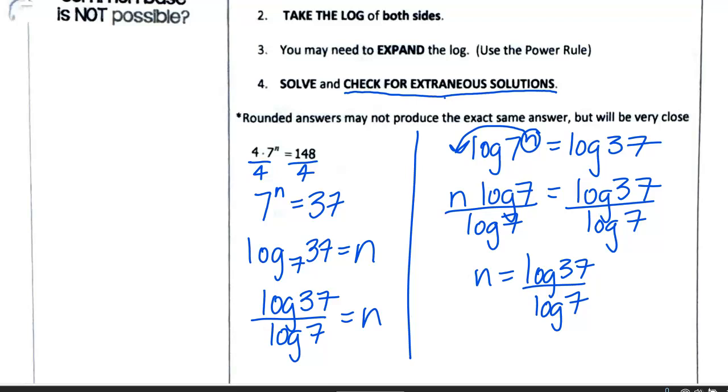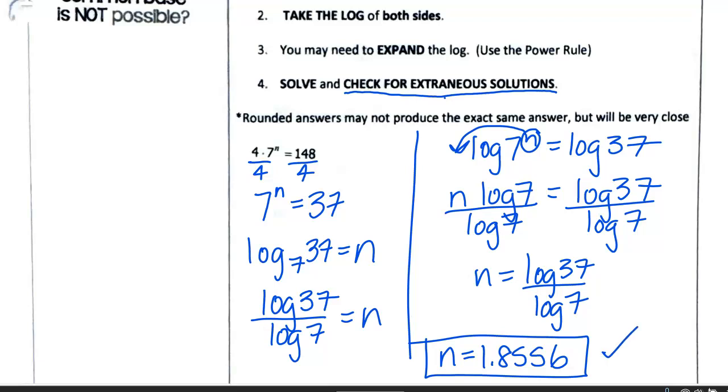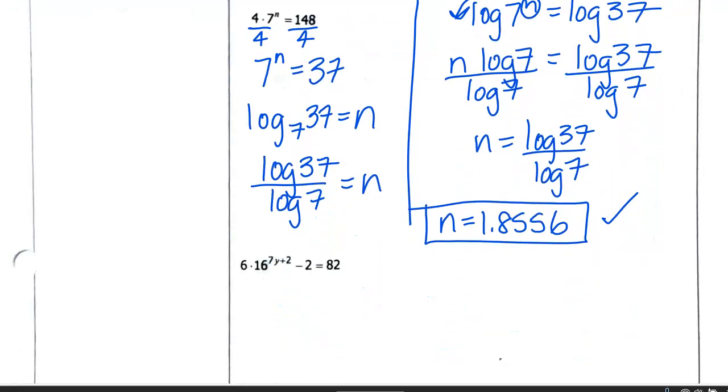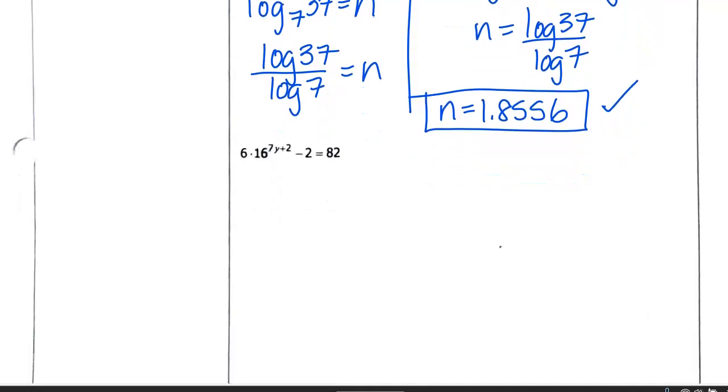So you can leave your answer like this in terms of logs, or you can put it into your calculator. And when you put it in your calculator, you're going to get 1.8556. And then, of course, we want to check that. We would go back and we would be able to get the right answer. So this does check out. Okay, let's do another example.